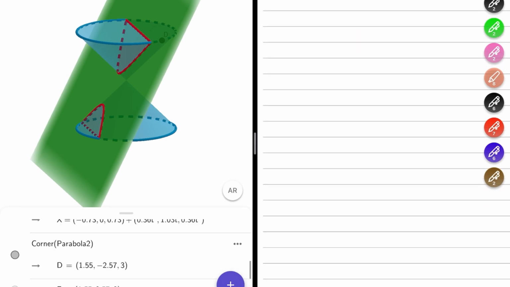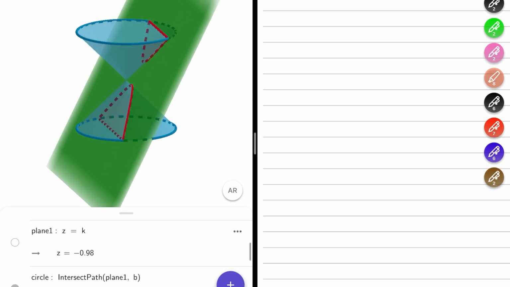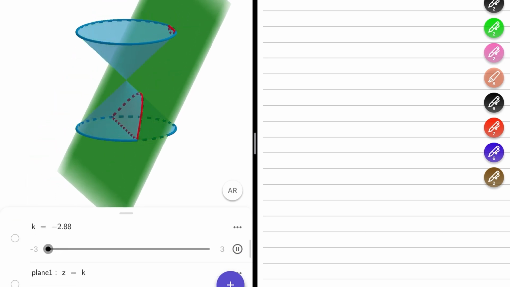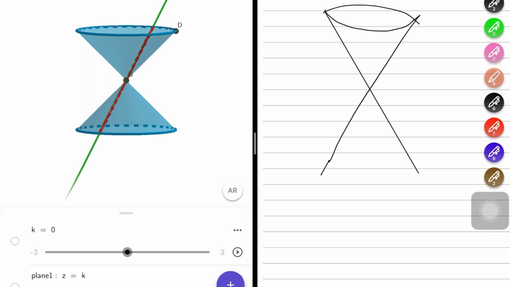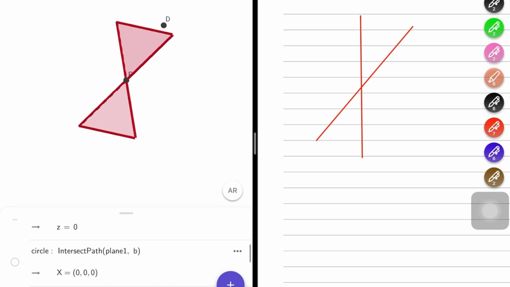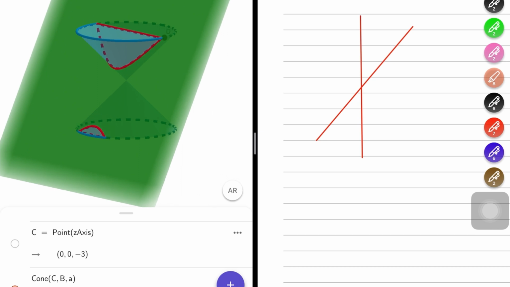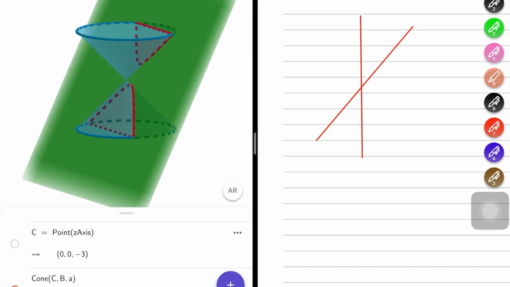And if I change the position of the cone, we observe the two branches of a hyperbola case. So let's see the degenerate case. In this case, the plane is passing through the vertex of the cone and maintaining beta less than alpha. So we get a section that is a pair of straight lines. Whenever the plane passes through the vertex, we get a pair of straight lines.